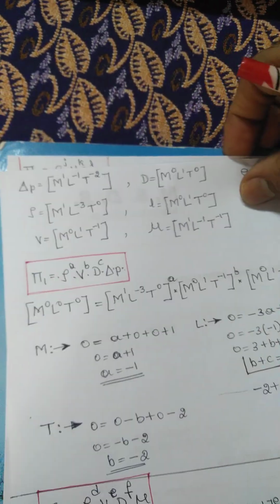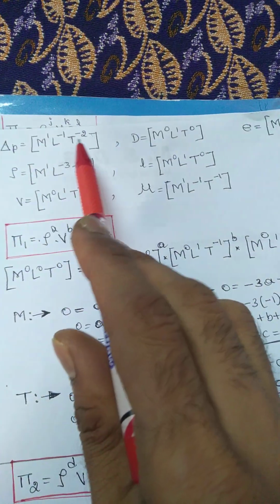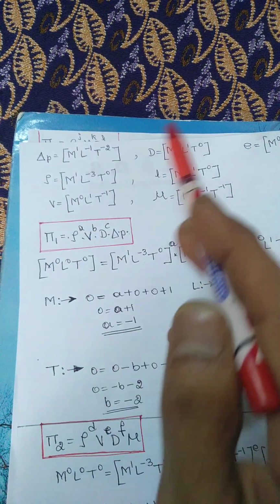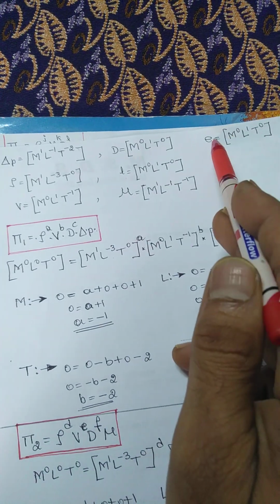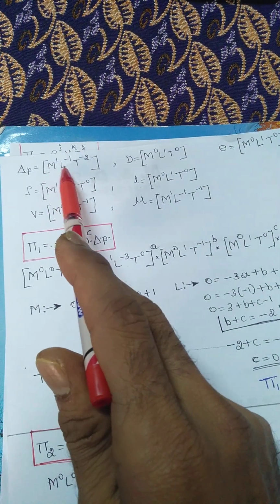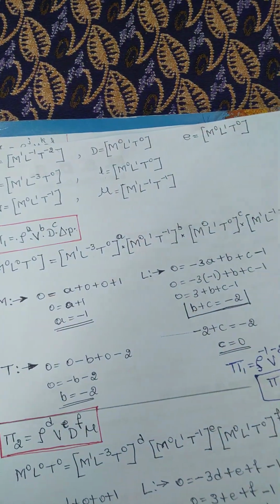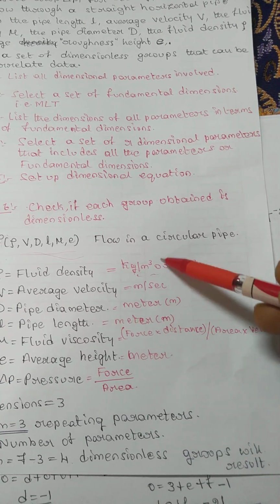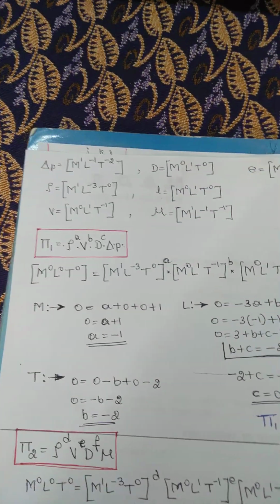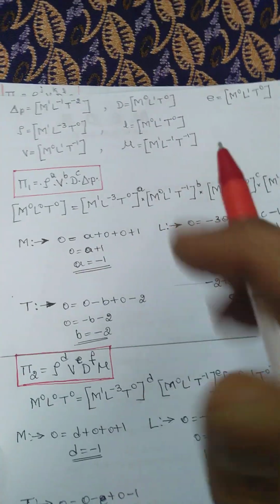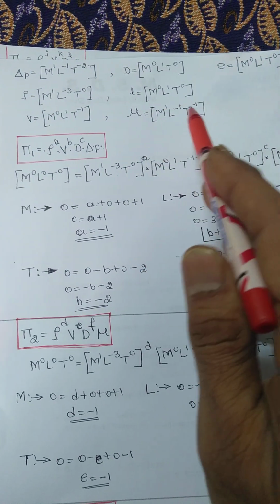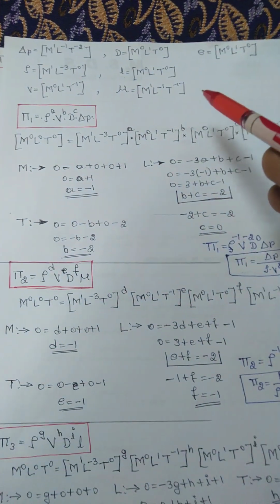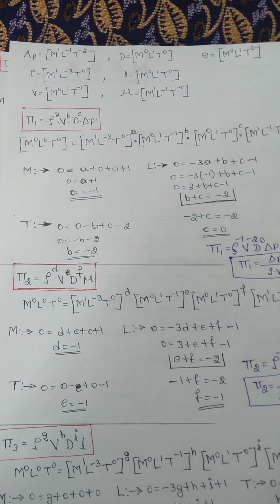Next, the fundamental units are mass, length and time. For pressure, density, velocity, diameter, length, viscosity and height, depending on their dimensions, I have written them in terms of fundamental dimensions. I'll be giving the fundamental dimensions of all the parameters in my description, so please have a look at it to solve the next problem or other problems.